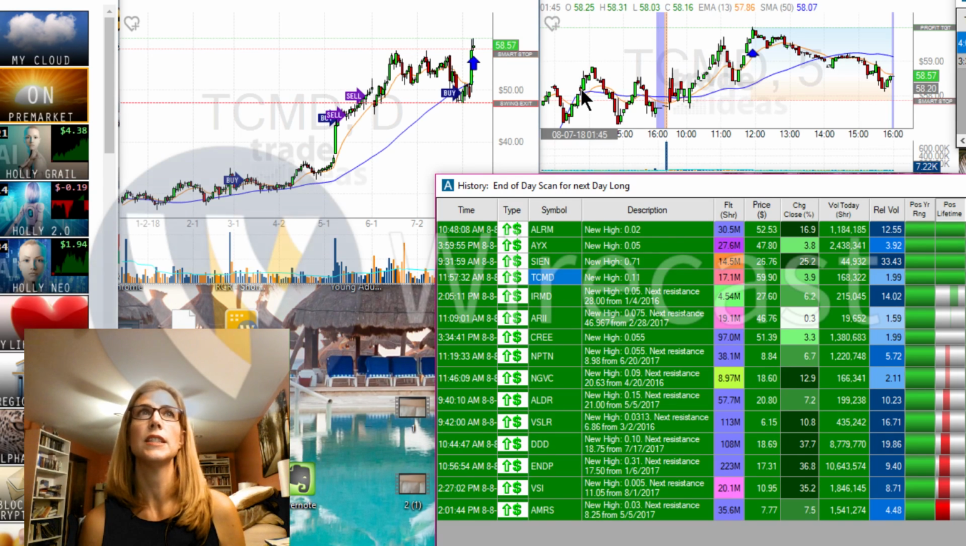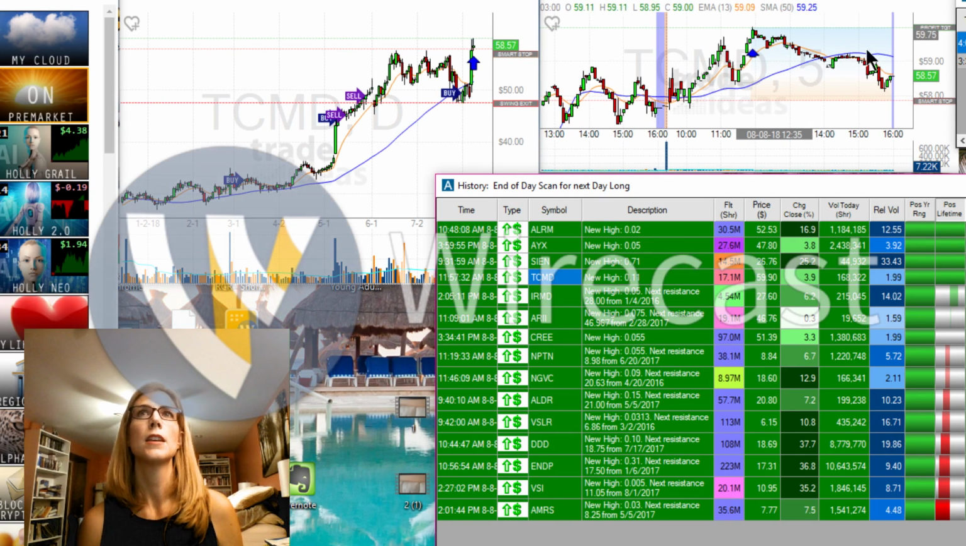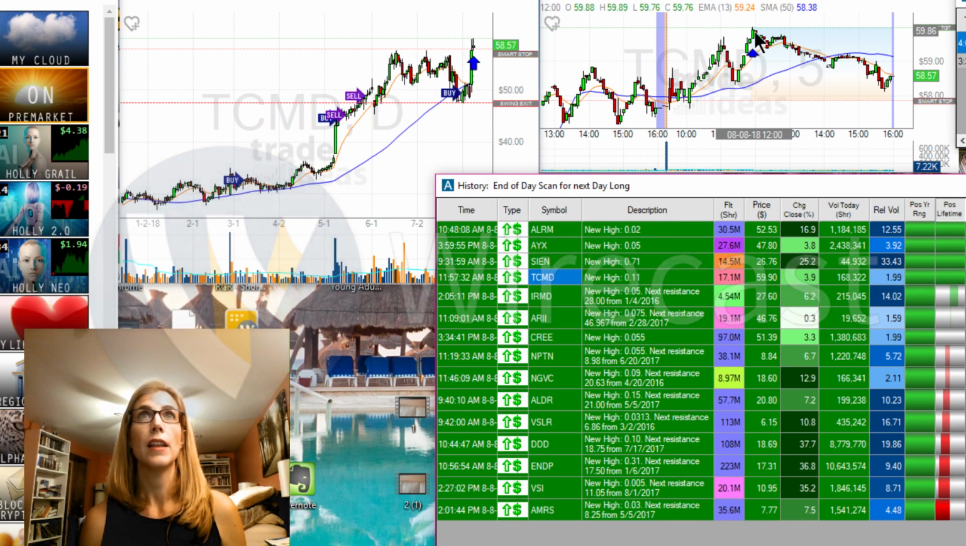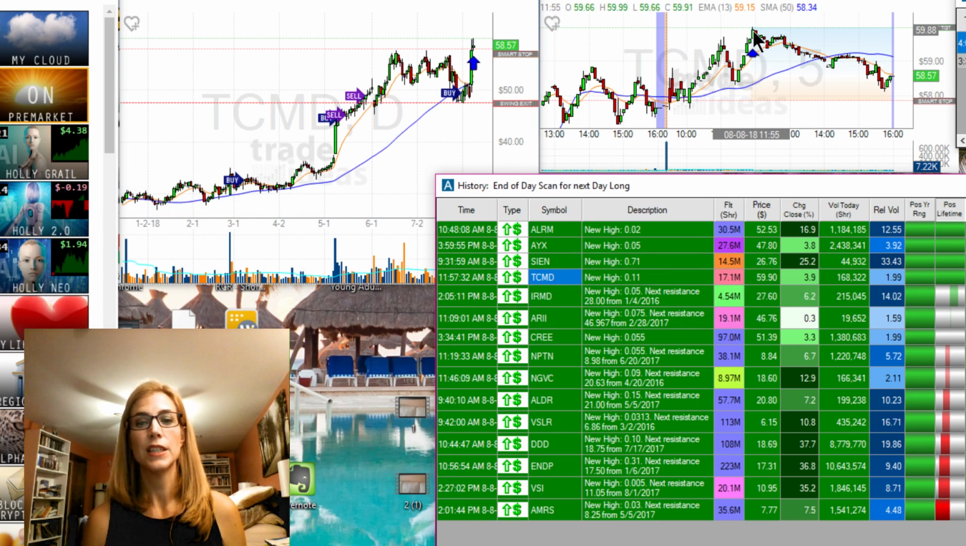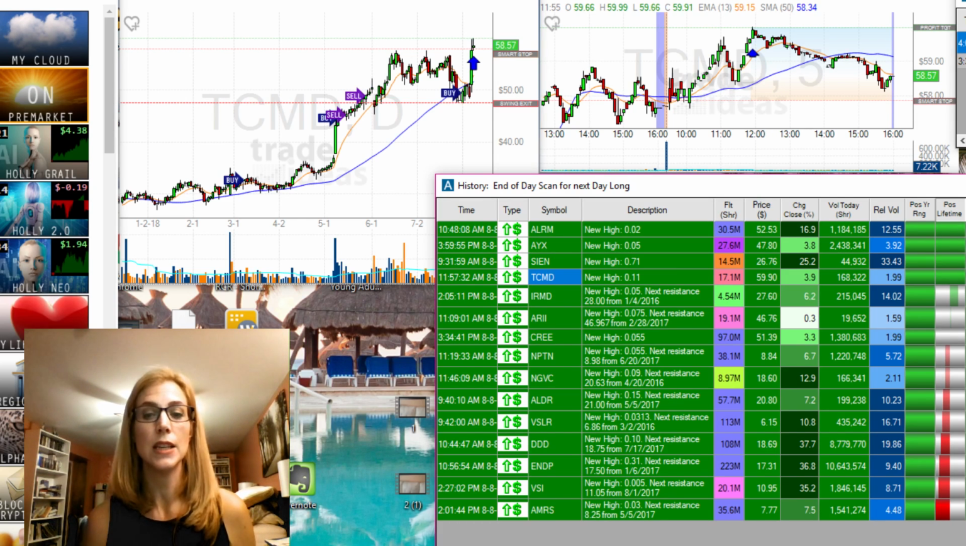SIEN, nope. TCMD. Yeah, this one pulled back $1.30, and that looks like a second day of resistance, so I might put it on watch. I would also be interested in knowing what the short volume is, to see if it has a large short float. Right here, it does have 17 million in the float, so that one could be a good one. If it has pre-market activity where the shorts start to get squeezed, it could be a good one.